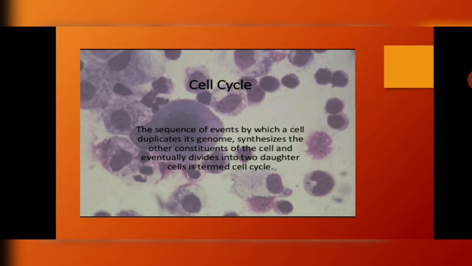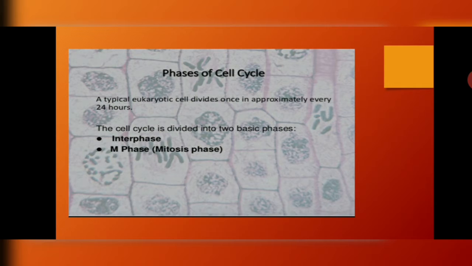How do you define a cell cycle? A cell cycle, students, is a sequence of events by which a cell duplicates its genome, that means creates a copy of its genome, synthesizes other constituents of the cell, and eventually, that is finally, divides into two daughter cells. This entire process, पहले अपना genome develop करे, बाकी organelles develop करे और दो daughter cells में divide हो जाए, is called cell cycle.